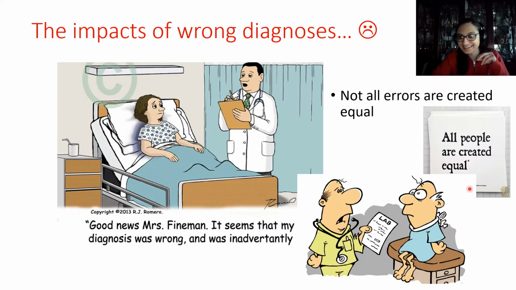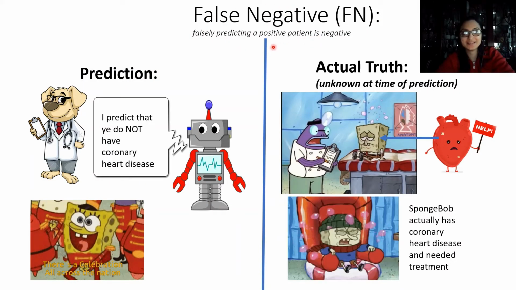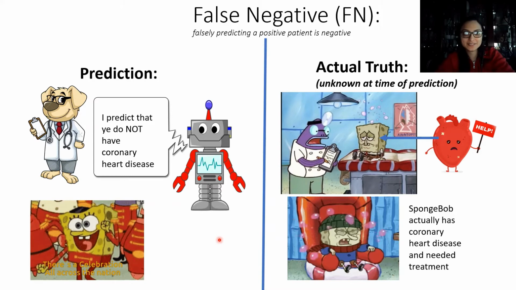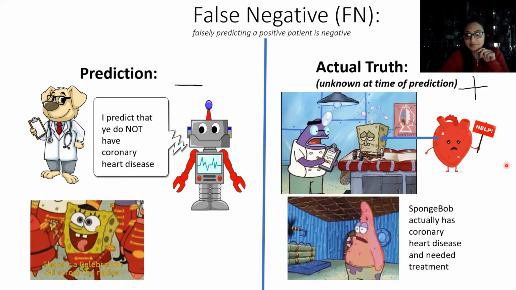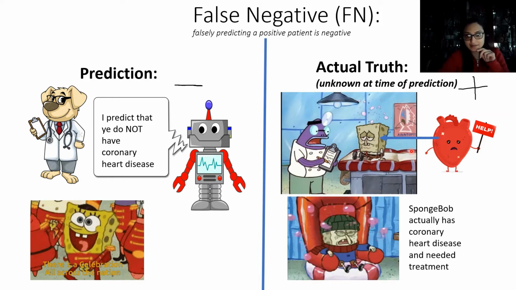There's a saying, and I strongly believe, and we all should believe, that all people are created equal. However, not all errors are created equal. False positive errors may not necessarily be the same as false negative errors. Wrong diagnoses can have various effects. A false negative, an FN, is falsely predicting that a positive patient is negative. So basically, in the false negative situation, you wrongly predict that a sick patient, a patient who has CHD, does not have it. And behind the scenes there is damage going on and treatment that the patient is missing out on, potentially life-saving.